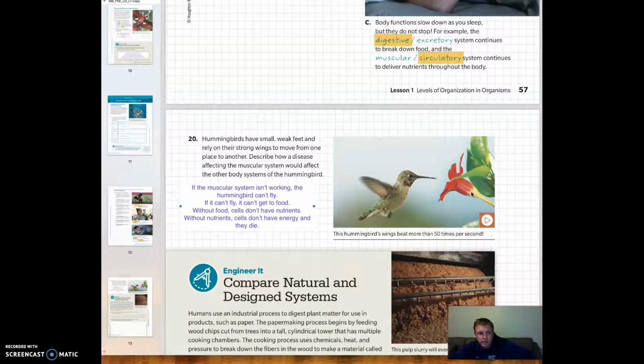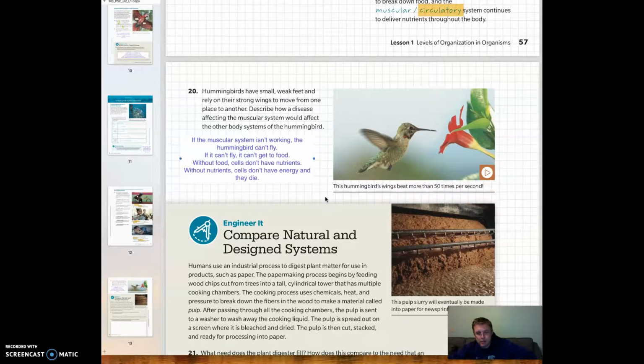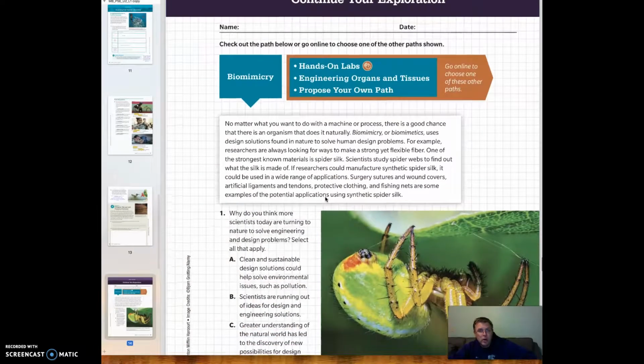If it can't get to food, cells aren't going to have the nutrients that they need, and without the nutrients, the cells aren't going to have energy that's produced in the mitochondria, and those cells are going to die. Well, so basically, if just the muscular system isn't working, that's going to shut down the entire organism. It's not going to be able to survive. And that's some of what we're taking a look at with that cellular diseases project that y'all are working on right now, is how everything in an organism is interconnected, and a disease in the cells of one tissue will have a major effect on that whole organism.